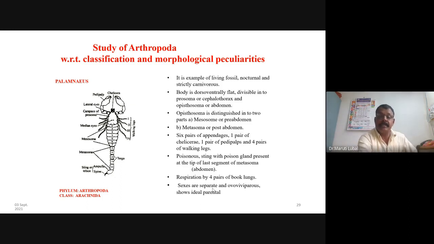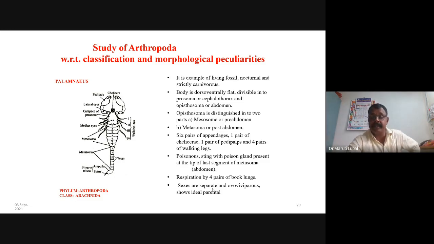6 pairs of appendages. Out of 6, the first pair is chelicerae, 1 pair is pedipalps, and the remaining 4 pairs are walking legs. This animal is poisonous, having a sting with a poison gland at the tip of the last segment of the metasoma, also called the abdomen. The respiration is by 4 pairs of book lungs. Sexes are separate. These animals are ovoviviparous.